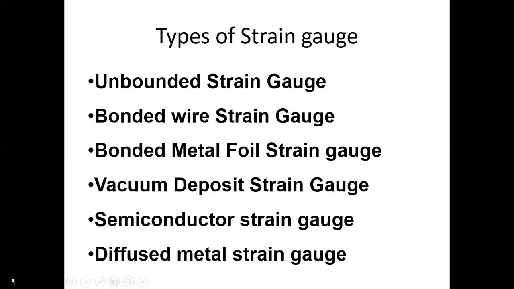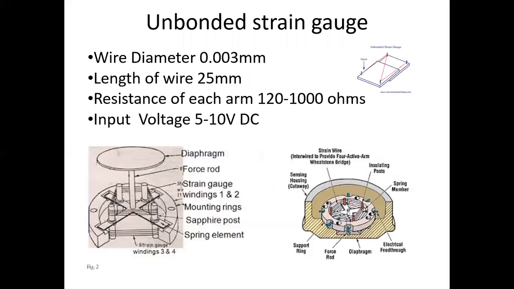Next one is types of strain gauge. First one is unbonded strain gauge, bonded strain gauge, bonded metal foil strain gauge, vacuum deposit strain gauge, semiconductor strain gauge, diffused metal strain gauge. So we will study them one by one. First one is unbonded strain gauge.